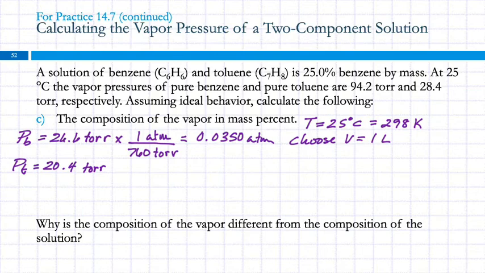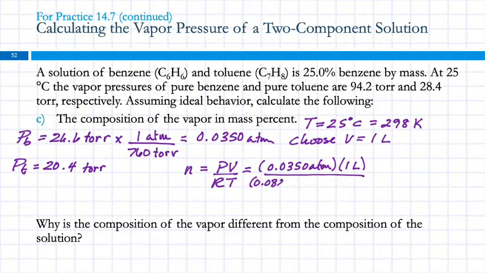So we can take PV equals nRT and rearrange it. n equals PV over RT. The pressure is 0.0350 atmospheres, the volume is 1 liter. R is always 0.08206 liter atmospheres per mole Kelvin times 298 Kelvin. So 0.035 times 1 divided by 0.08206 divided by 298. 0.001432 moles.